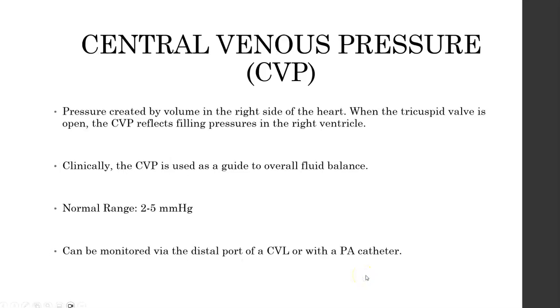Okay. So next we're going to talk about central venous pressure, or CVP. CVP is the pressure created by volume in the right side of the heart. When the tricuspid valve is open, the CVP reflects filling pressures in the right ventricle. Clinically, the CVP is used as a guide to overall fluid balance. Normal range is 2 to 5 millimeters of mercury, and this can be monitored using a central venous line or a PA catheter, using the distal port on the end of that.